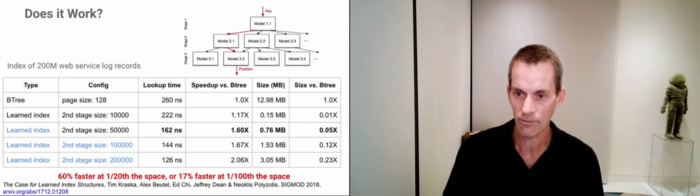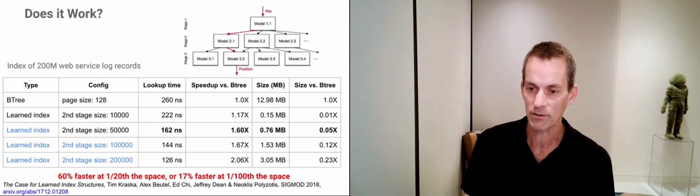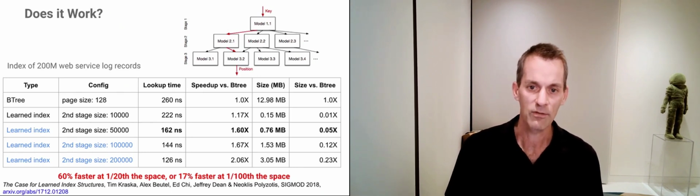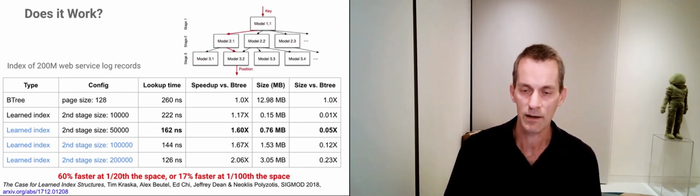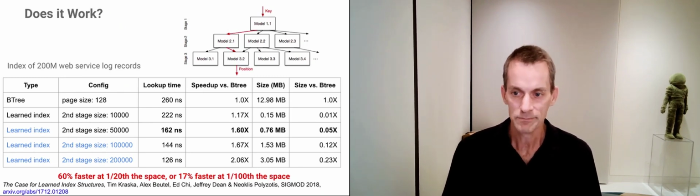And so what the learned index does is it tries to train one of these models to best predict the position of any given key in the space. You can think of this as trying to predict the position in the cumulative distribution function of the key space.